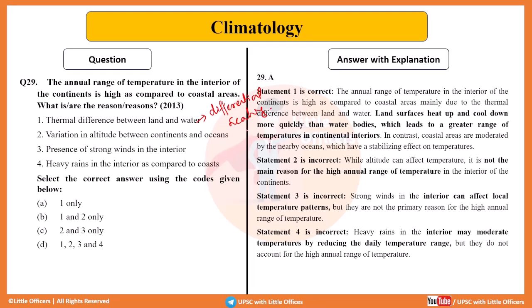Variation in altitude between continents and oceans. See, altitude variation could not be a reason, because altitude variation could lead to orographic rainfall. But not all the interiors get rainfall because of altitude. For example, if you look at the Himalayas on the northern side, that is a drier location. It is in the interior location, so it's not a valid point.